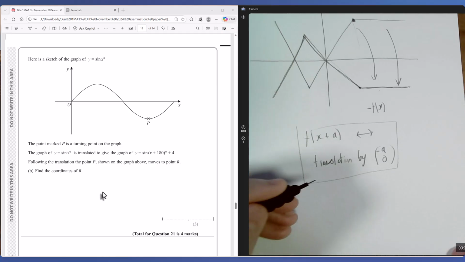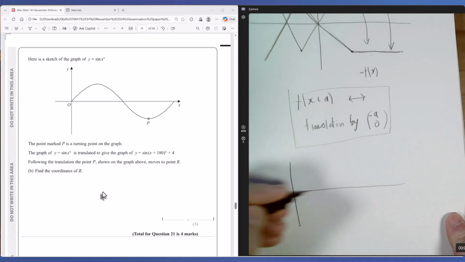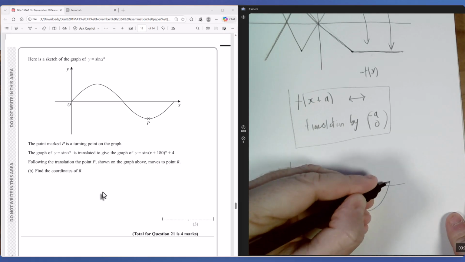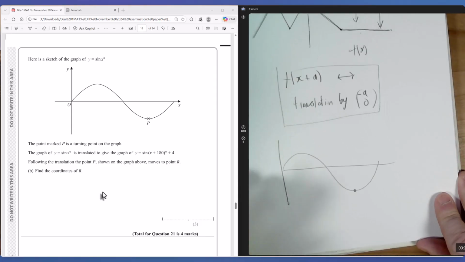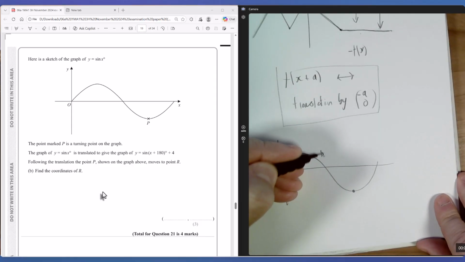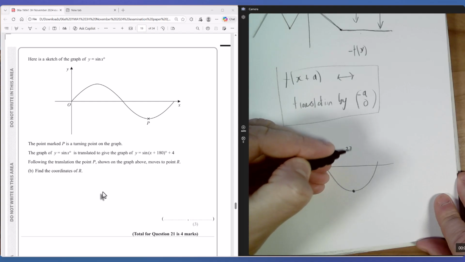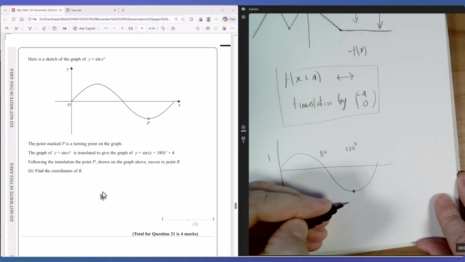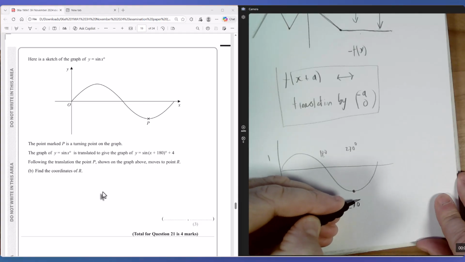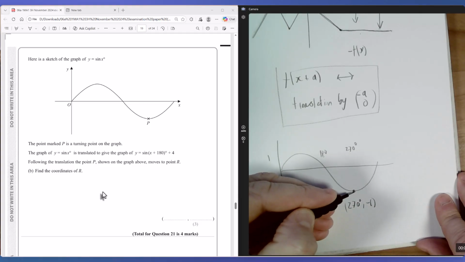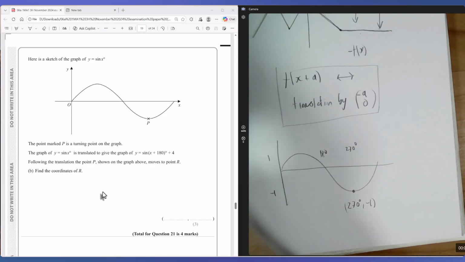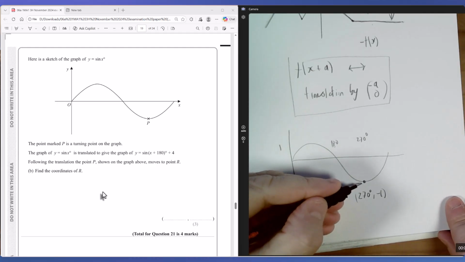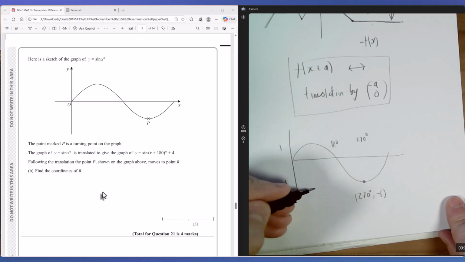left. Well, first of all, let's see where the coordinate of that point is before it actually moves. So our point P over here, this is 180 degrees, this is 270 degrees, that is 1 and that is minus 1. So this coordinate is currently at 270 degrees and minus 1. Okay. So it's going to move to the left. So we're going to do 270 minus 180. It's going to end up over here at 90 like that.